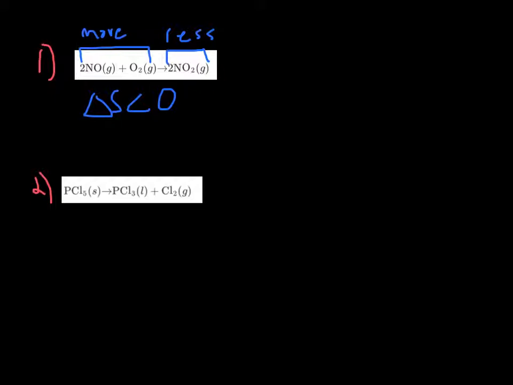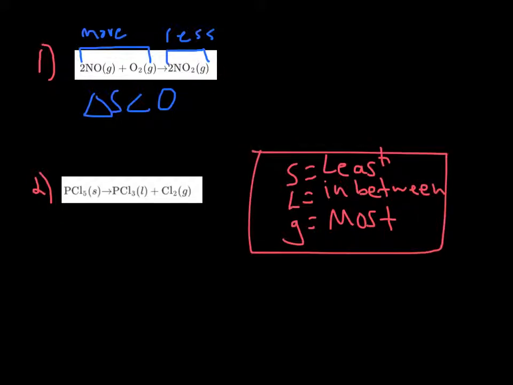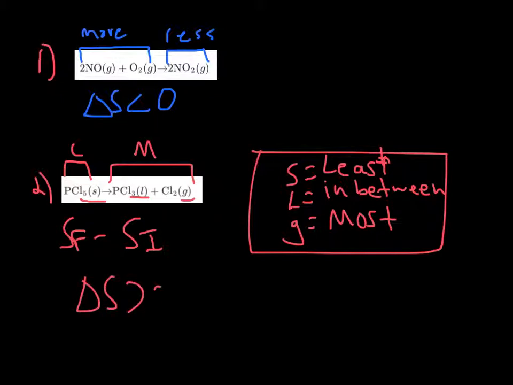Now for this next one over here, PCl5 solid equals PCl3 liquid plus Cl2 gas. Since we finally have a liquid in here, let me write it for the last time. We have solid, liquid, gas: least random, the in-between, most random. Alright, I want that secure in your brain. Now let's just look at this conceptually. We have a gas right here, a liquid right here, and a solid. We know that the solid is the least random, so this is more, this is less. So S final minus S initial, we're going to have delta S greater than 0.